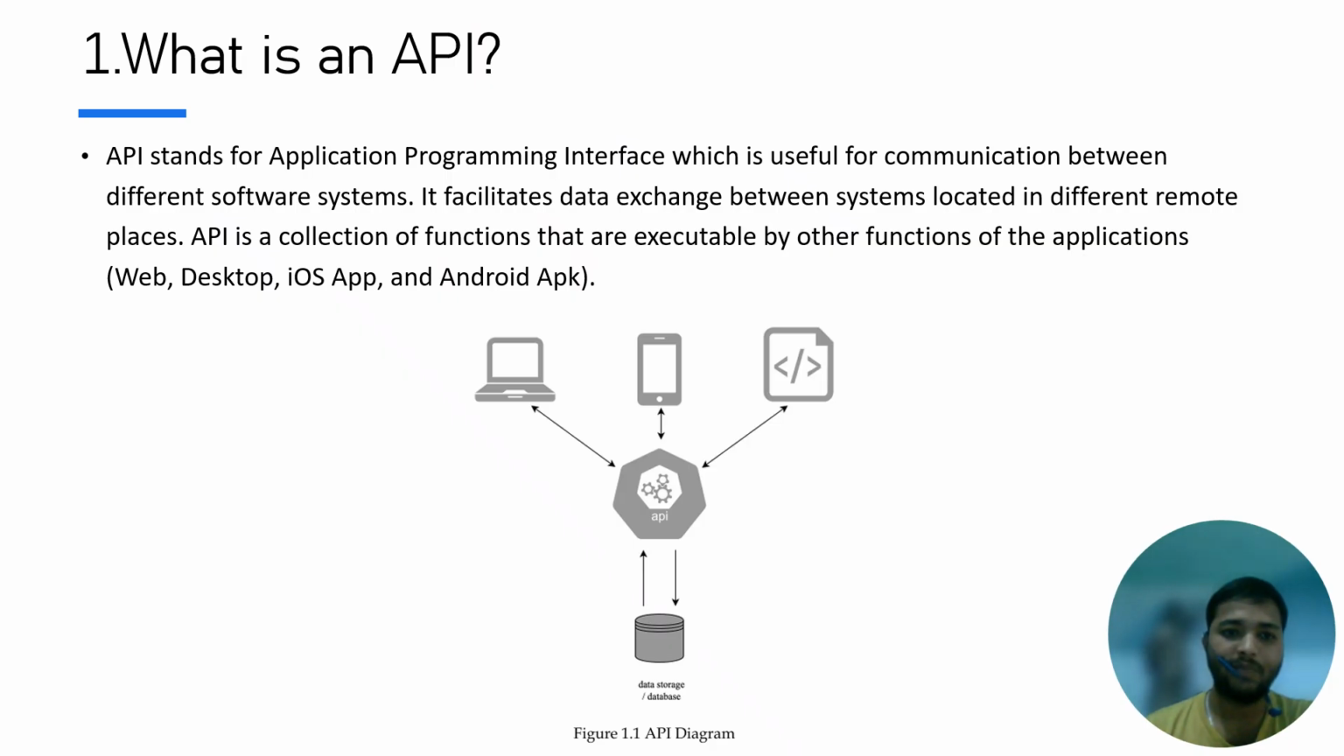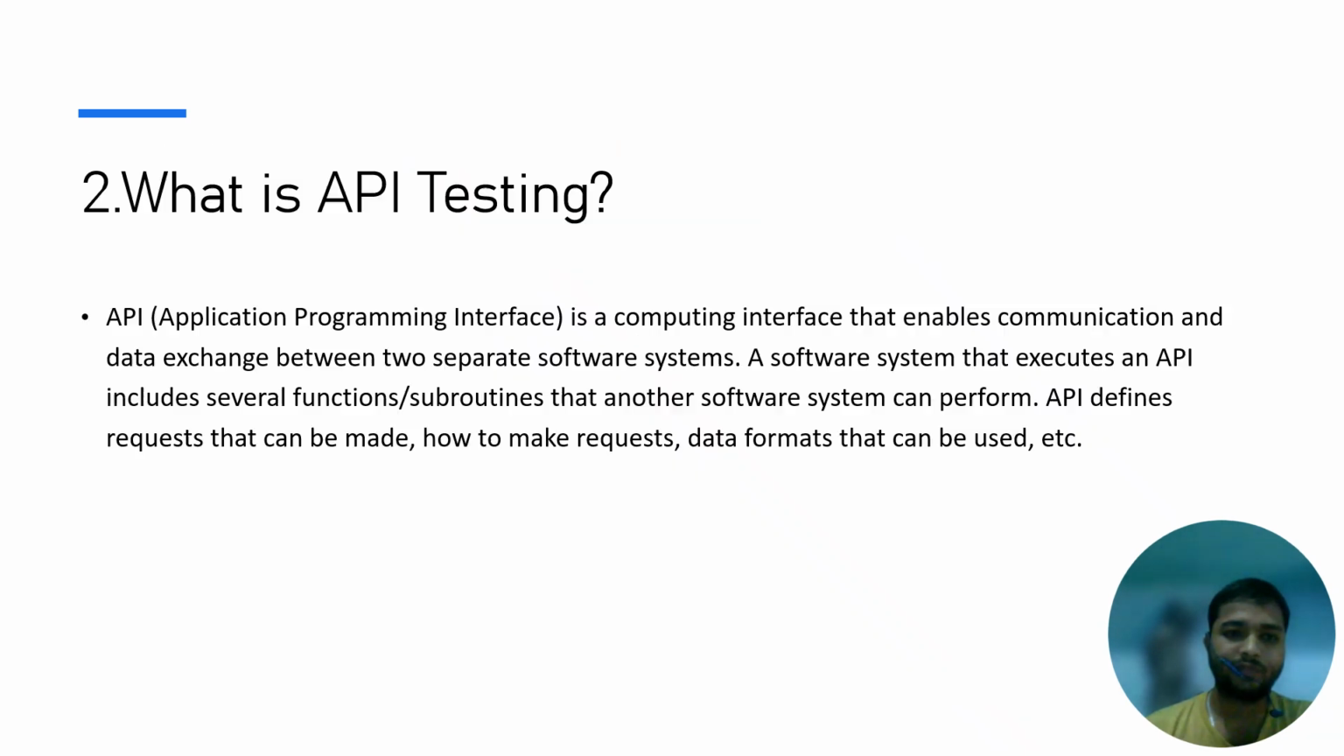What is an API? API stands for application programming interface, which is useful for communicating between different systems. It facilitates data exchange between systems located in different remote places. An API is a collection of functions that are executed by other functions of an application, like a web, desktop, iOS app, and the Android APK.